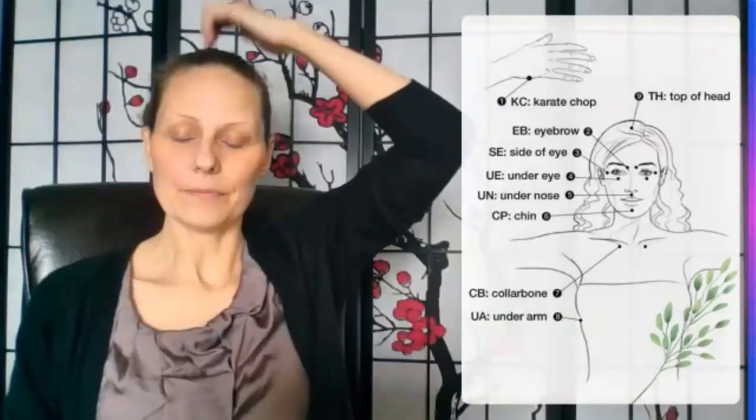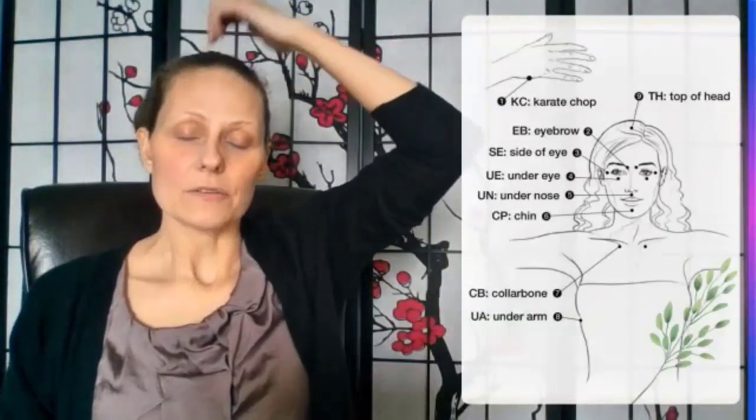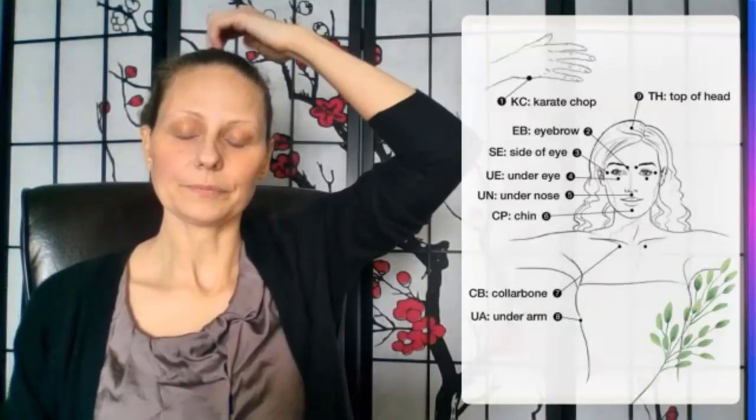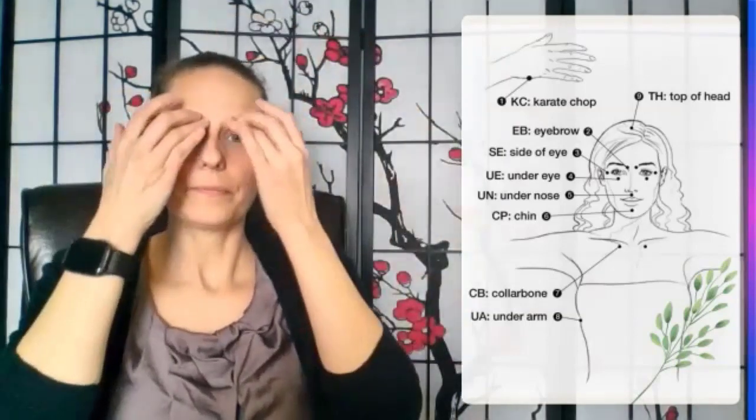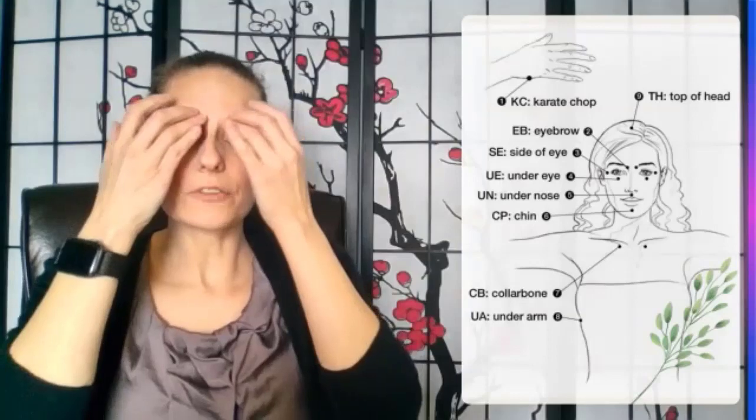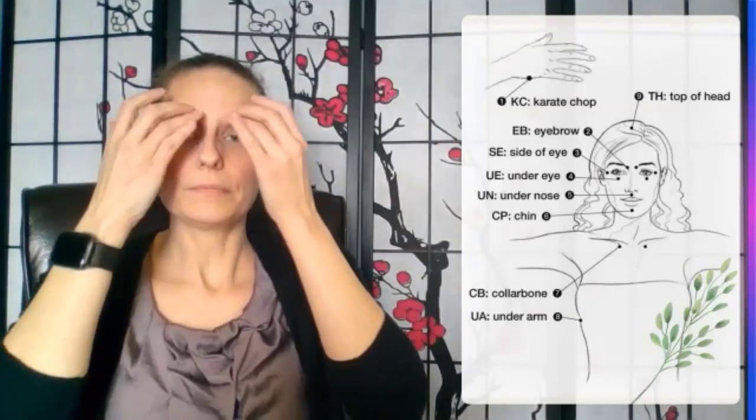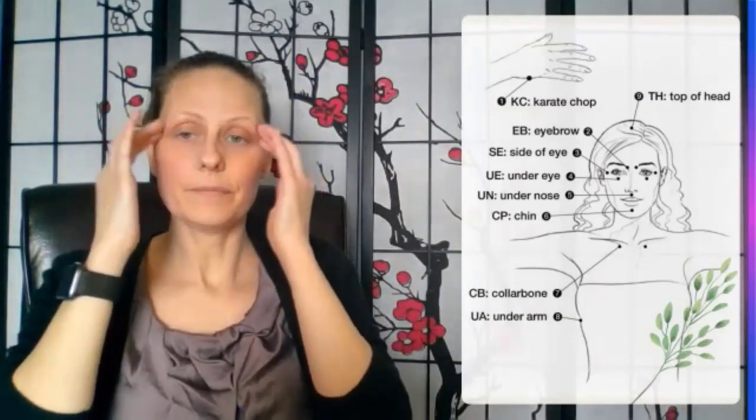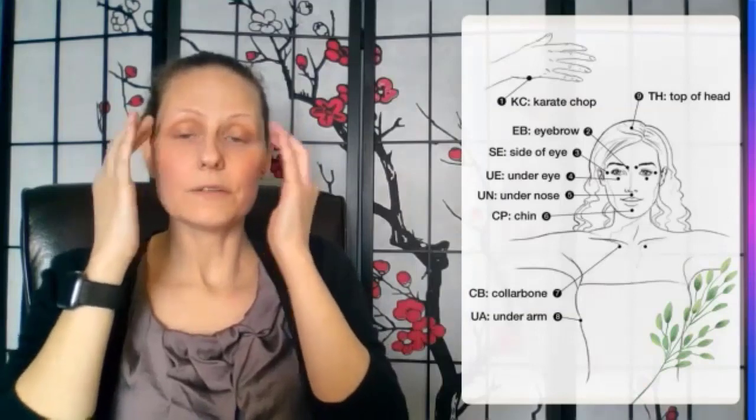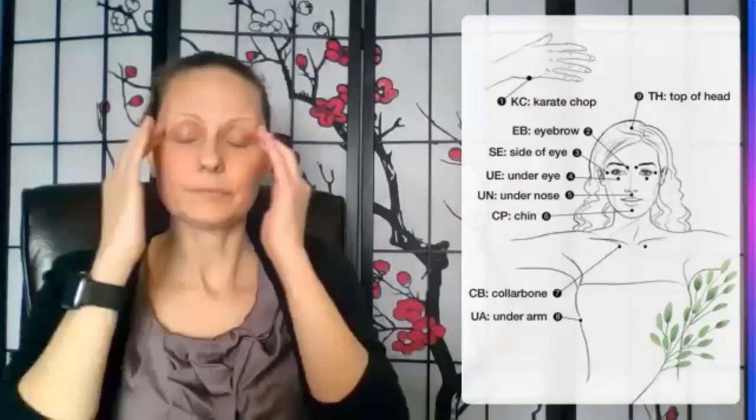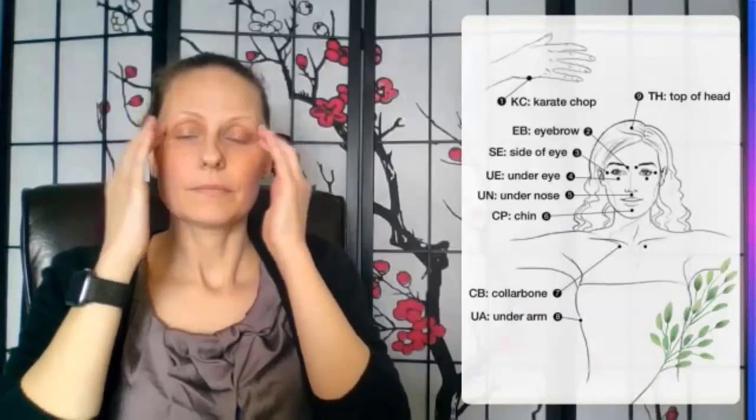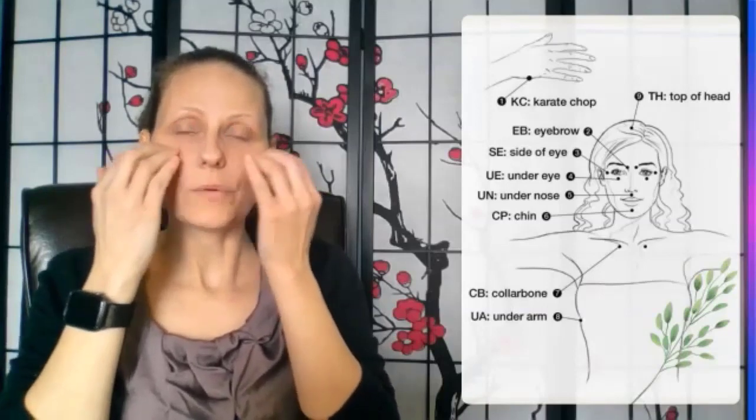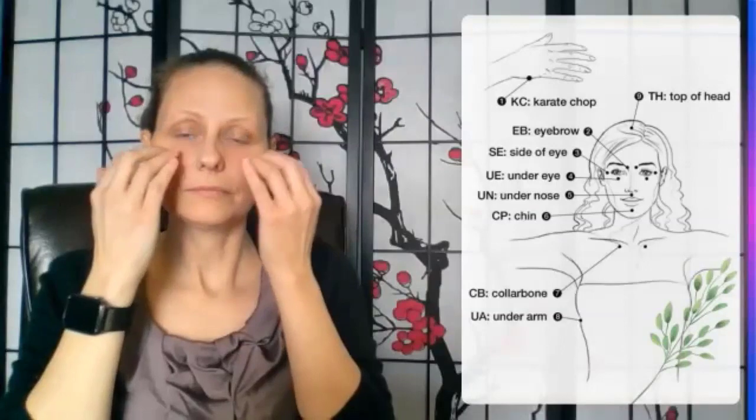On the top of the head, I'm overwhelmed and I just don't know what to do sometimes. Okay, back to the eyebrow. I'm just really stressed and anxious a lot of the time. Side of the eye. And I don't know what to do. It's too much. Under the eye. It's overwhelming and I just don't want to do it anymore.